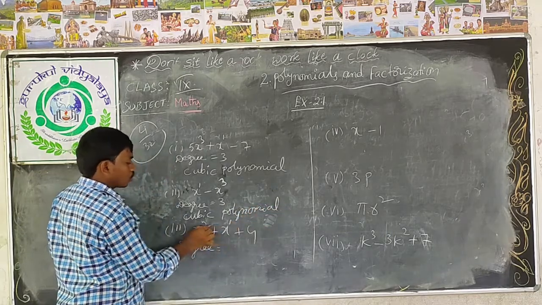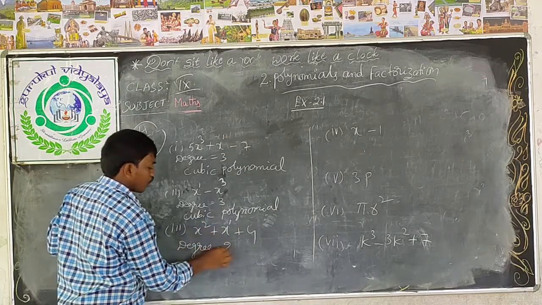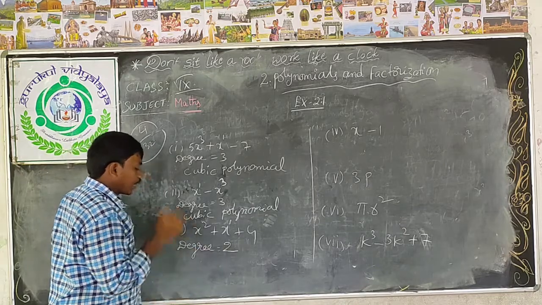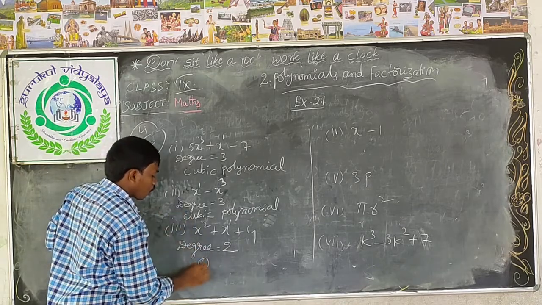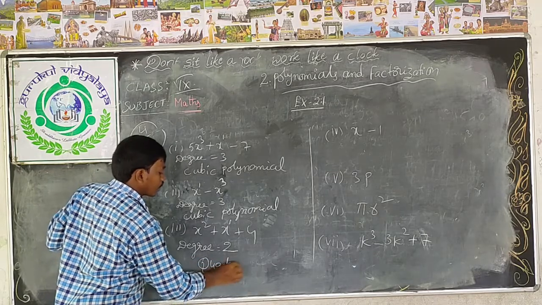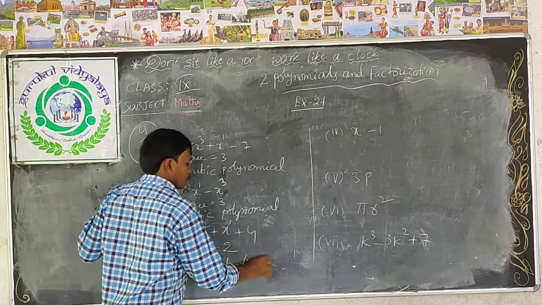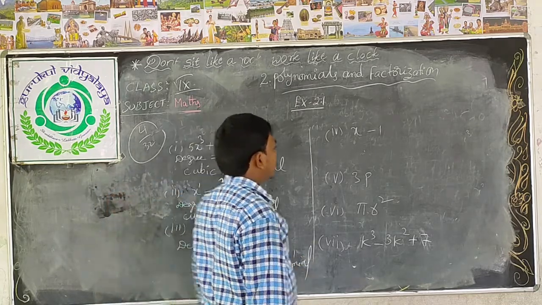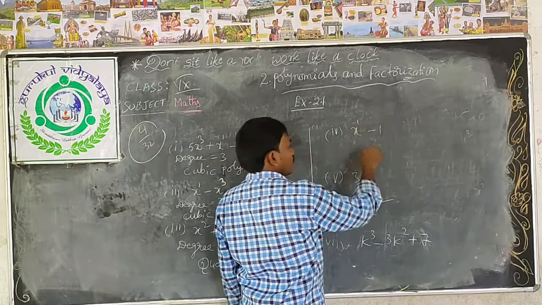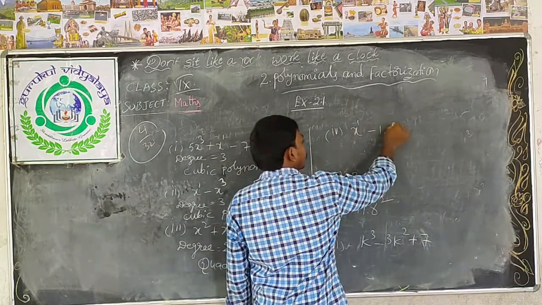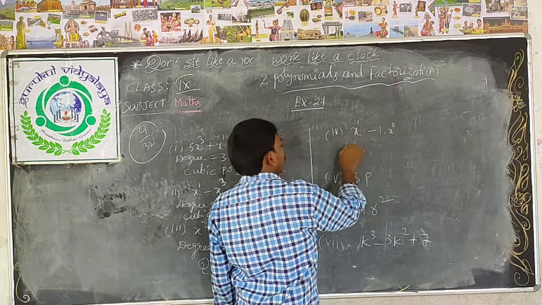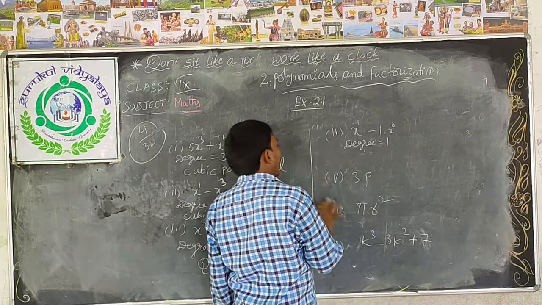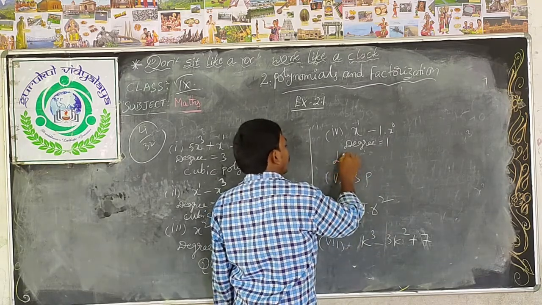This is 1. This is 2. What is the highest power? Highest degree is 2. So the degree of the polynomial is 2, then it is called a quadratic polynomial. Next, what is the degree? This is 1, this degree is 0. What is the highest? 1 now. So the degree is 1, then it is called a linear polynomial.